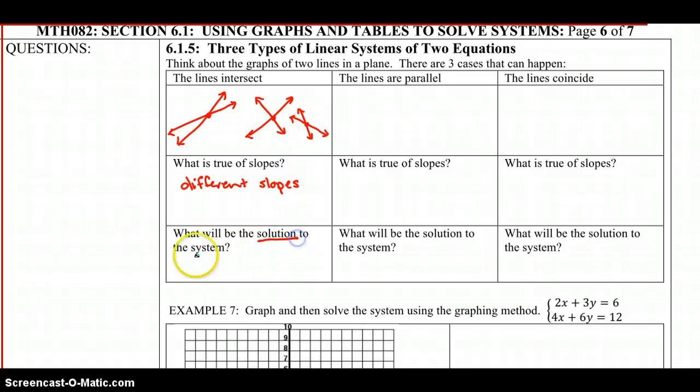And so a solution to the system, since we're looking for a point that both graphs share, would be that point of intersection. So it's just going to be a single x, y at the intersection point.